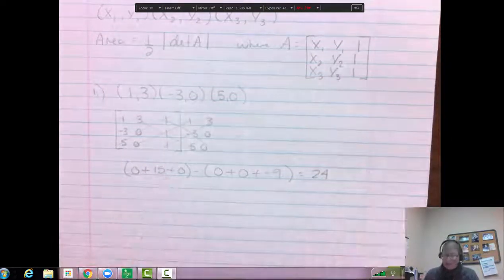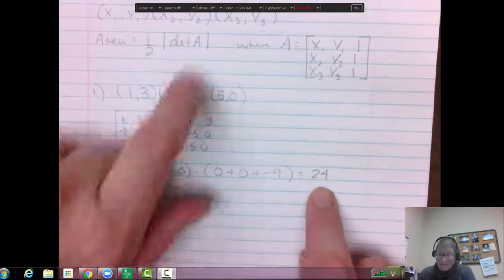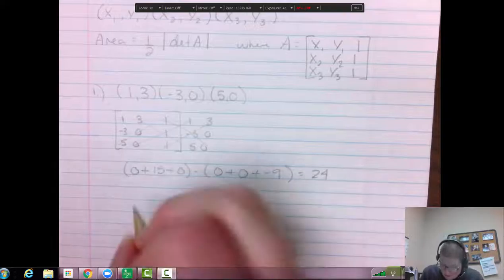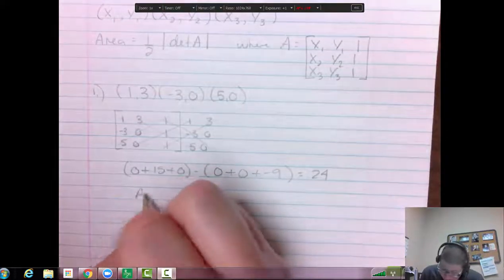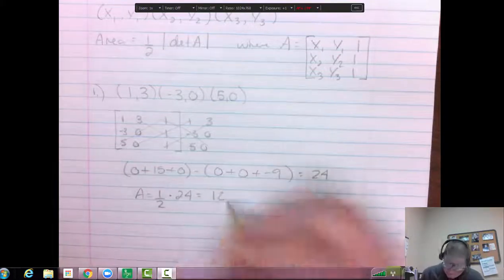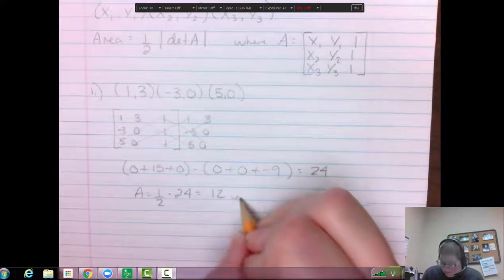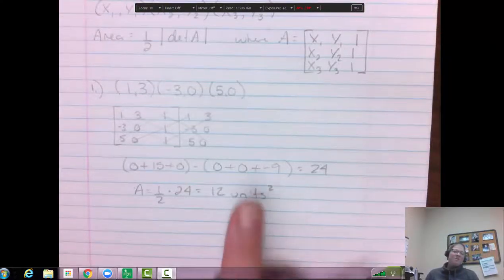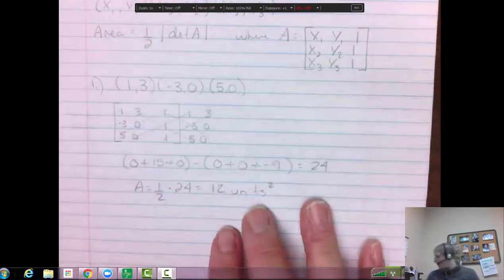So the determinant is 24, and we know the area is half of the absolute value. Well, it's already positive, so we're good. So 1/2 times the 24 is going to equal 12. So 12 units squared. Units are inches, meters, whatever they're talking about.